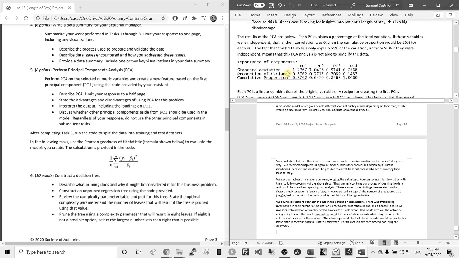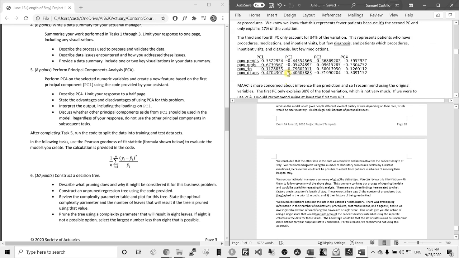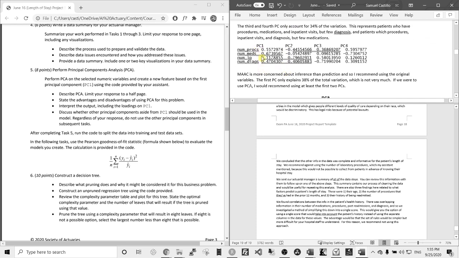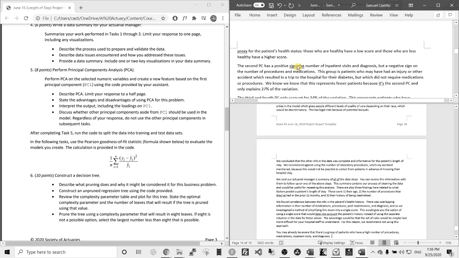So you can interpret the PCA by looking at the loading factors. You could just interpret the first principal component and see that this represents patients who have a lot of procedures, medications, inpatient visits, and diagnoses. You may already be aware that there's a group of patients who have a high number of procedures, medications, inpatient visits, and diagnoses. You can also look at the correlations.